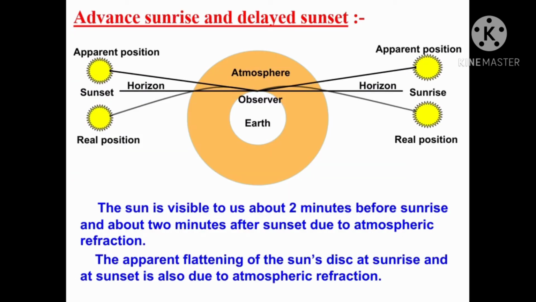Other examples of atmospheric refraction are advanced sunrise and delayed sunset. The sun is visible to you about 2 minutes before sunrise and about 2 minutes after sunset. Again, the reason is the same, due to atmospheric refraction. The apparent flattening of the sun's disk at sunrise and sunset is also due to the same phenomenon.